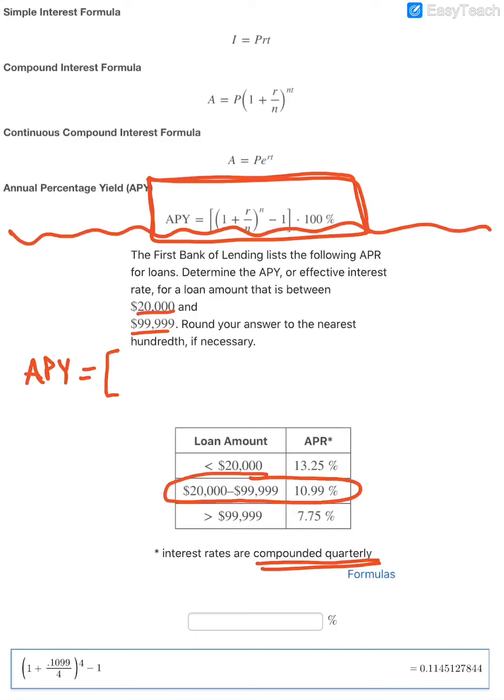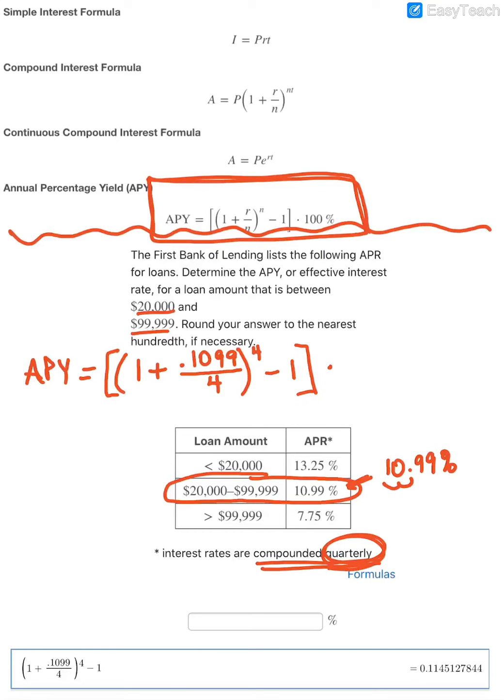I'm just going to plug directly into the formula. So we have our bracket, parentheses 1 plus. If we look at the rate from this table, we have 10.99%, but again, we have to change it into decimal form. So when we slide that 2 places to the left, that becomes 0.1099. We're going to divide by 4, since they said it was compounded quarterly. Again, we have to raise it to the power of 4 and then subtract 1, and then we'll convert it into a percentage. That's why they're saying times 100%.